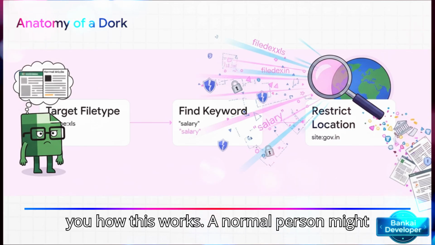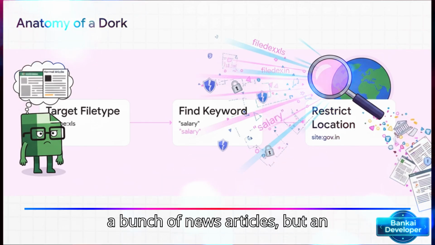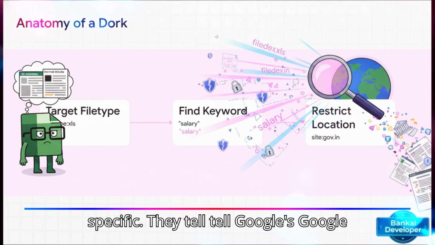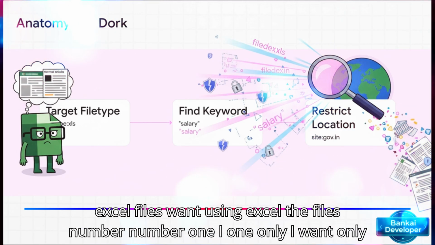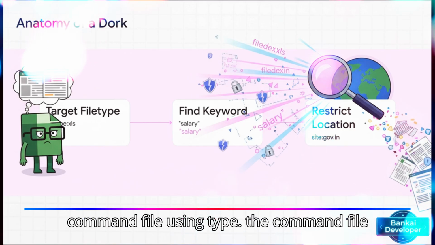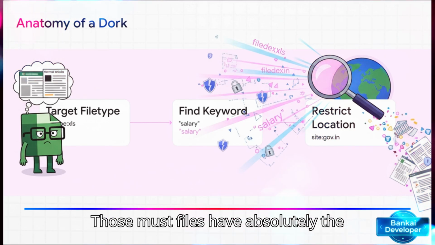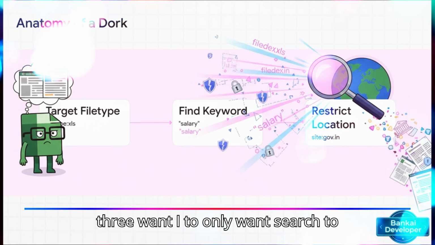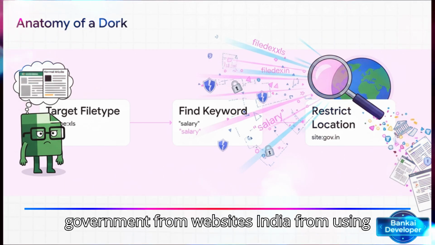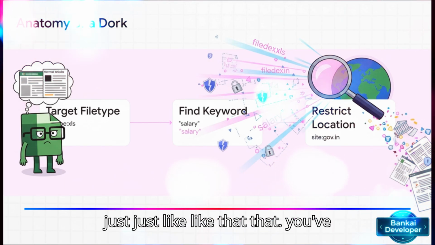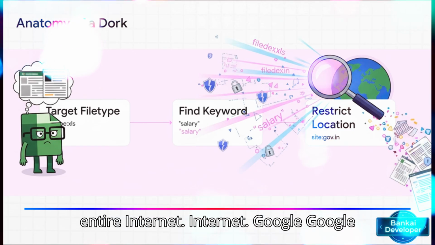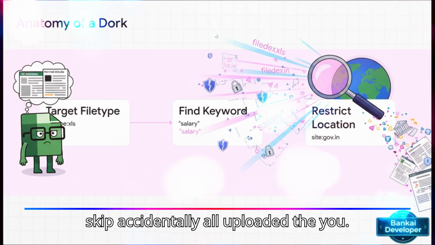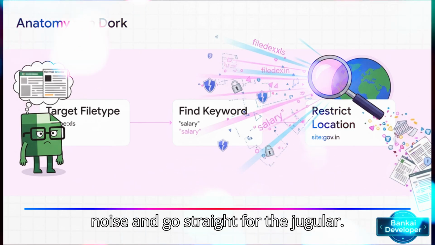Let me just show you how this works. A normal person might search for government salary list and get a bunch of news articles. But an investigator's command is way more specific. They tell Google, number 1, I only want Excel files, using the command filetype:XLS. Number 2, those files absolutely must have the word salary in them. And 3, I only want to search inside government websites from India, using site:gov.in. And just like that, you filtered the entire internet. Google literally just hands over confidential salary spreadsheets that some poor employee accidentally uploaded. You skip all the noise and go straight for the jugular.